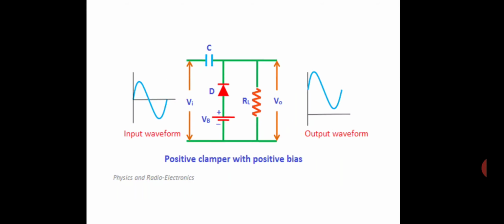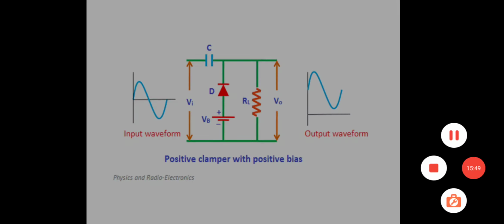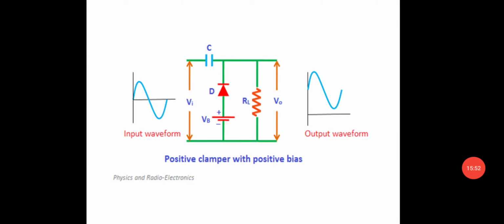In a biased clamper, only a DC battery is added to the diode. The input is the same sinusoidal waveform, but the output waveform is different, in clamped form, shifted upward or downward. In the positive clamper with positive bias, the output increases in the positive direction, and the DC battery is connected with the diode in forward condition.